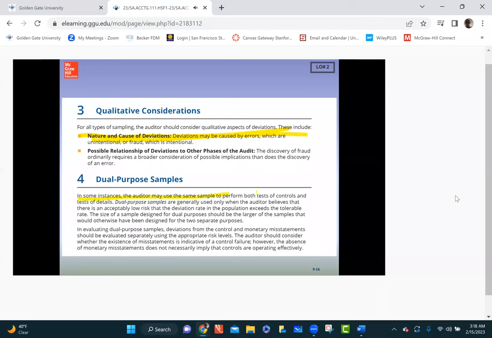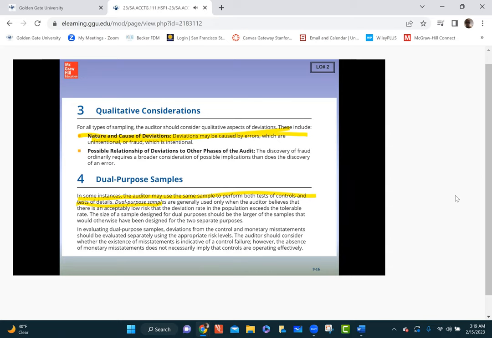Okay, good. Now you could also do dual tests. Dual testing is dual purpose samples. Dual purpose testing is where you would maybe look at the internal control associated with the account at the same time that you're looking at the substantive testing.